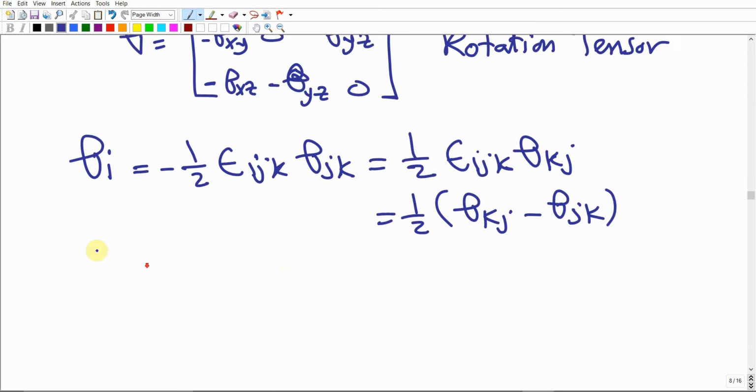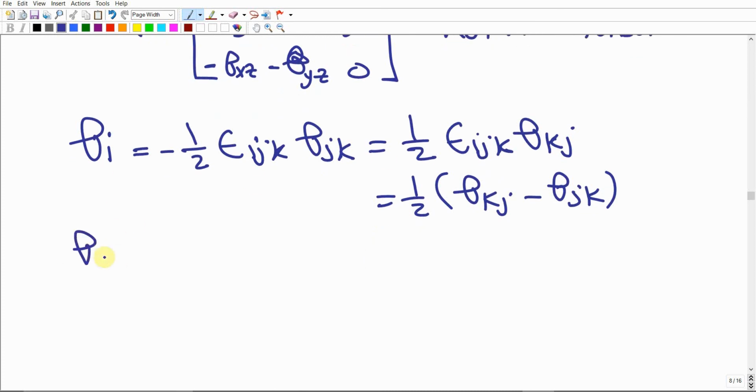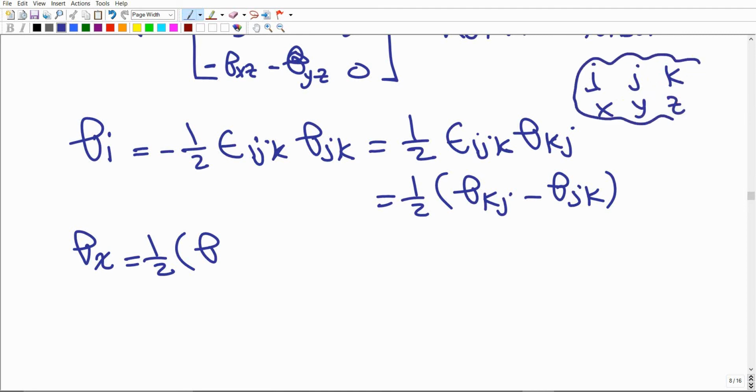Make sense? So for example, given this one, we can say that theta x is going to be half of theta. The order we should proceed in is I, J, K as X, Y, Z. This is the order that we should consider. So if we say X, then J should be Y. So it's going to be Y, Z, negative theta Z Y. You got it?